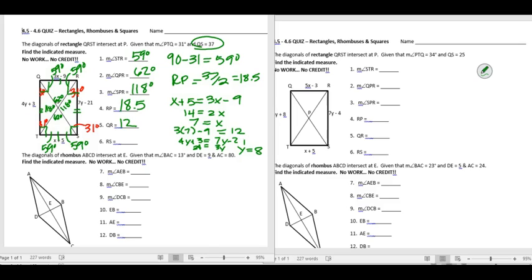Then we're going to plug that back in again. And it really doesn't matter which side we plug it back in. So we could do 7 times 8 minus 21, that's equal to 35. And so that's this other length right here, 35. Now I'm going to do the same thing with this other problem over here, just so you can see it with another set of numbers.